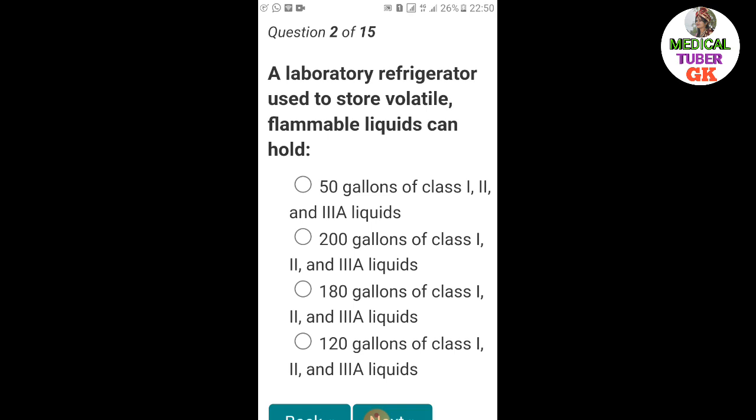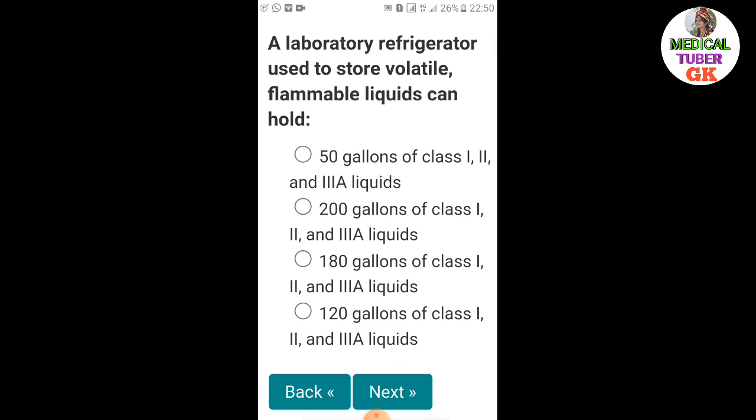And the next question is: a laboratory refrigerator used to store volatile flammable liquids can hold. Options are 50 gallons, 200 gallons, 180 gallons and 120 gallons. And friends, the correct answer is option number 4, 120 gallons of class 1, 2 and 3A liquids.